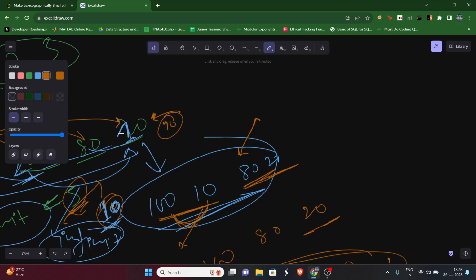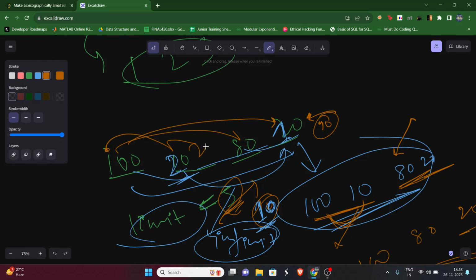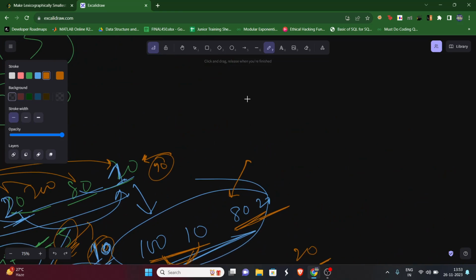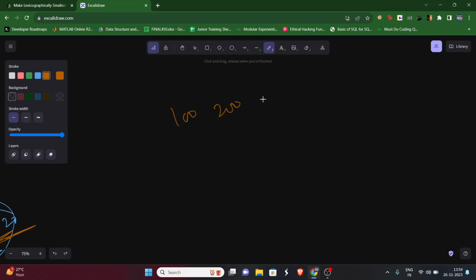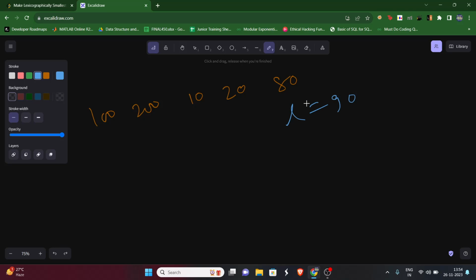But let's say there was another value, 200, over here. So what will our array look like? Our array will become something like this: 100, 200, 10, 20, 80, and our limit is 90. Now what you'll see is, can we take this 100 and this 10 and swap them? Yes, we can. So 10 will come here, 100 will come here, and the rest will be left as is after one operation.